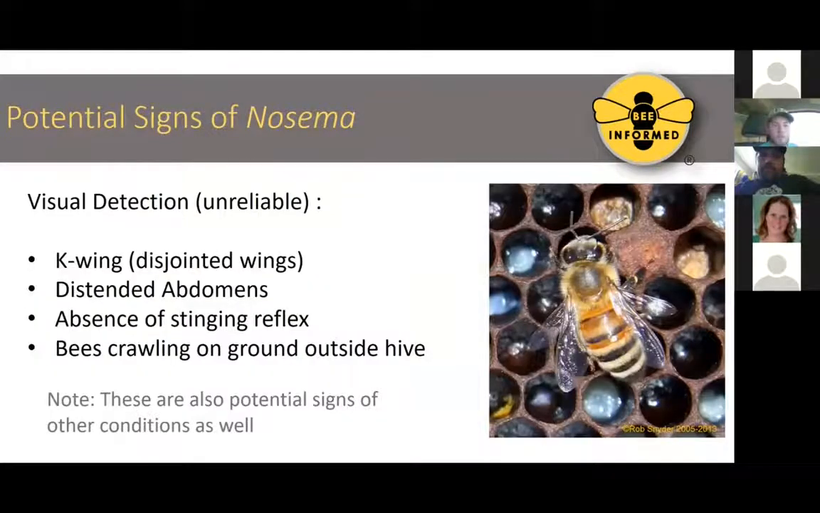Okay, here are some more potential signs of Nozema. Visual detection is very unreliable, but some of these signs include K-wing, disjointed abdomens, absence of stinging reflex, or bees crawling on the ground. Just do note that these are potential signs of other conditions as well. As Rob pointed out earlier, and Dan will point out later, other conditions such as bee paralysis virus, starvation, and pesticide poisoning cause bees to exhibit those signs too.